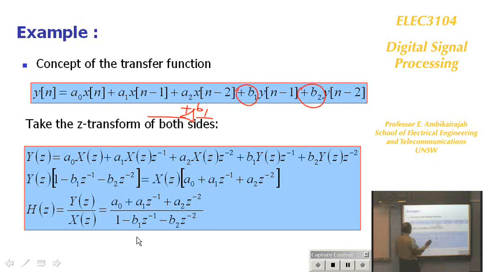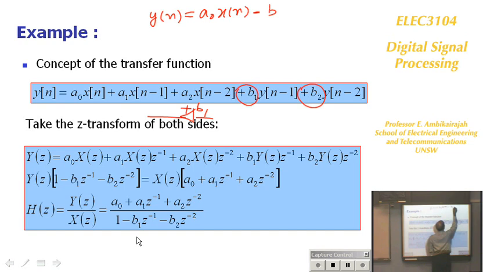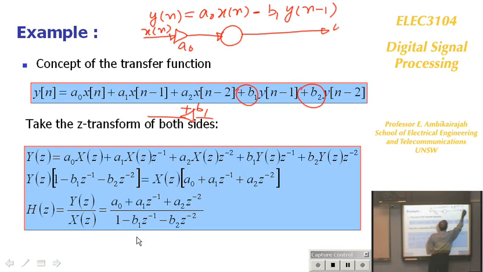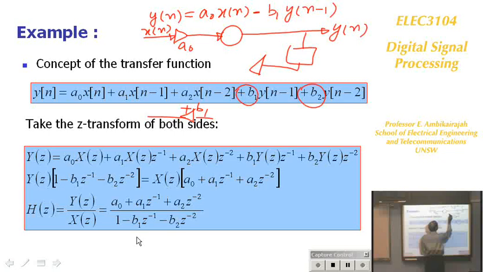That means, for example, if I take an example, say Yn is equal to A naught Xn minus B1 Yn minus 1. And if you are asked to draw the graph, what will you do? You will say, here is Xn, my Xn comes in here, and it's multiplied by A naught, and then I'm adding here, and this is my Yn, and I have a delay here, and then my minus B1 here comes in here. That's my structure for that. That's my delay.